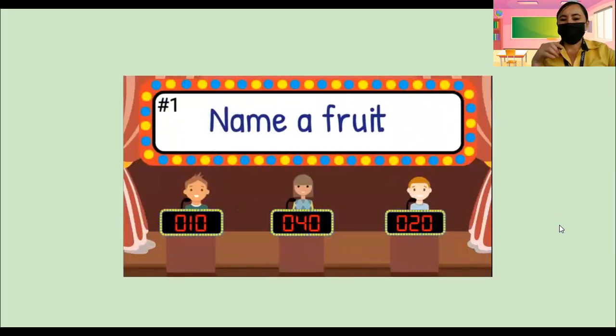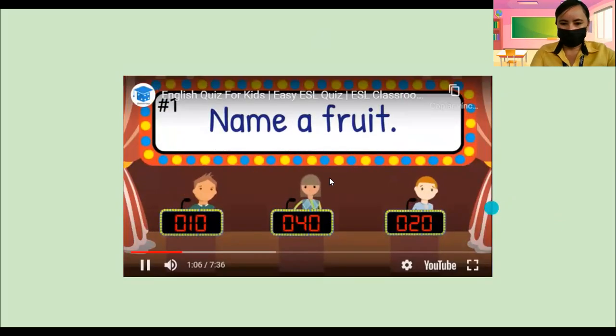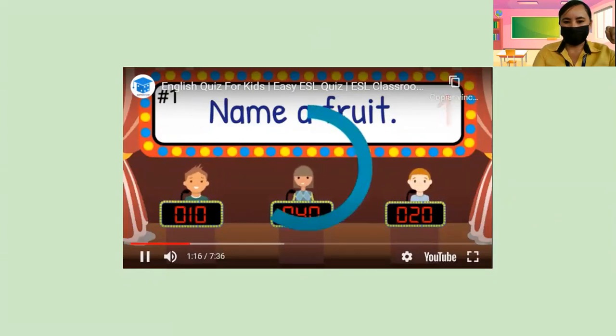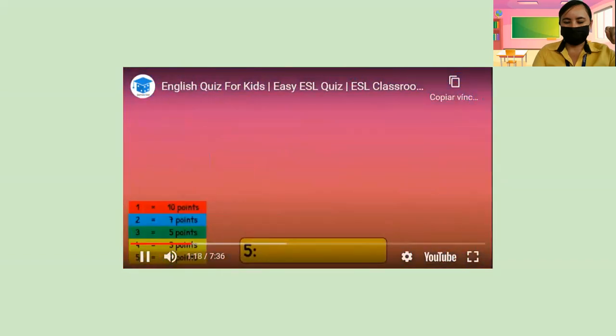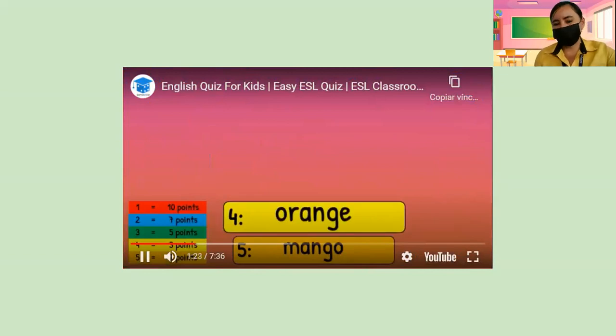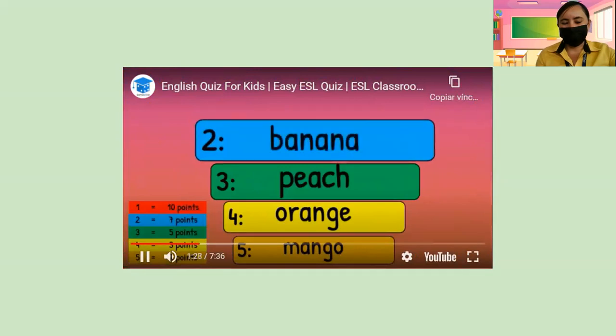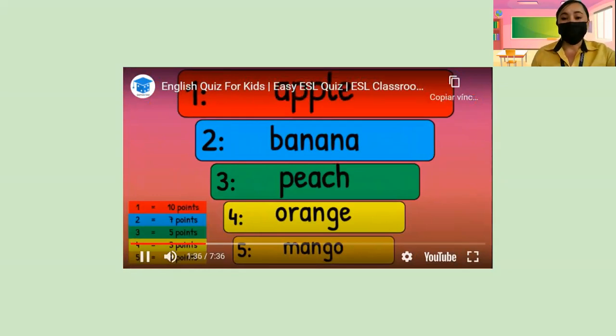Number 1, name a fruit. Mango is in number 5, and then we have orange, fish, banana, and the top one is apple. Watermelon is not there. If you think in apple, you win 10 points.